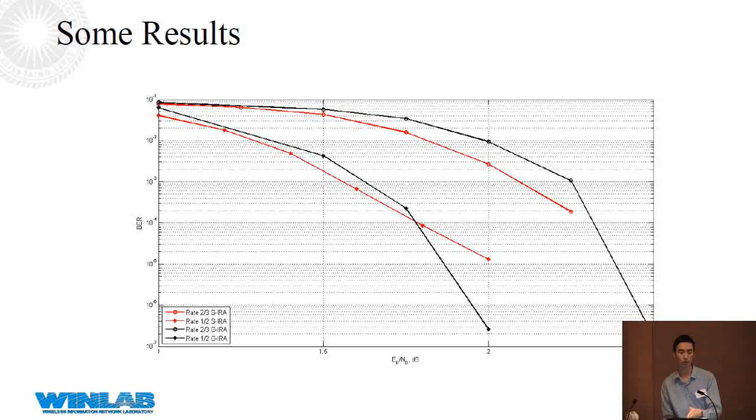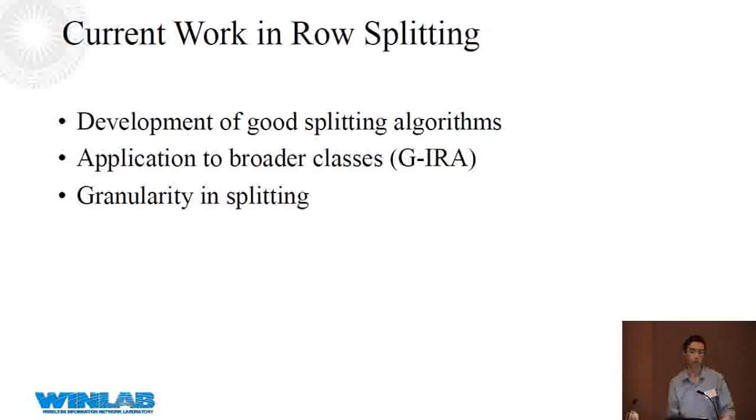So we've been focusing a lot on this row splitting technique and doing this for a variety of different codes, including generalized IRA codes. Our current efforts are focused on the development of good row splitting algorithms because these are not trivial, although many effectively random algorithms do perform very well. We've been looking at applying these row splitting algorithms to broader classes of codes, in particular the generalized IRA code, as well as the structured IRA code.